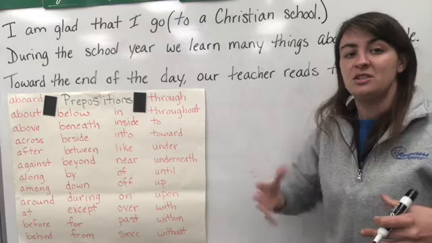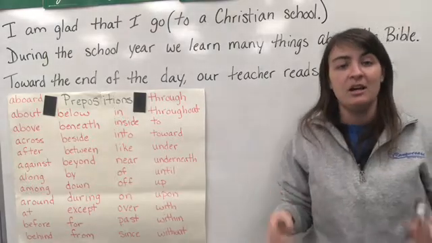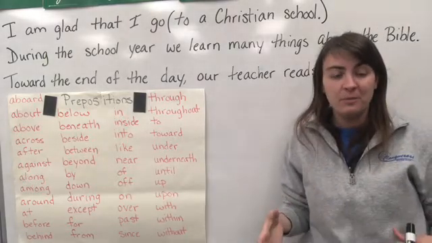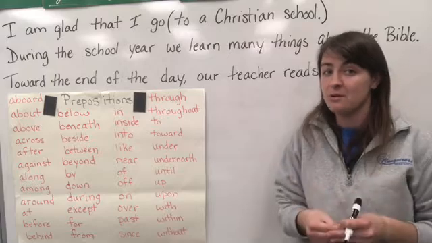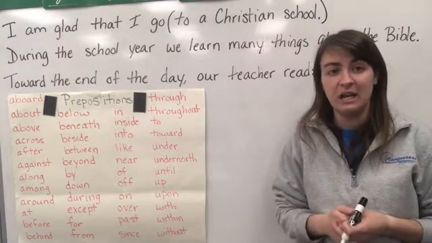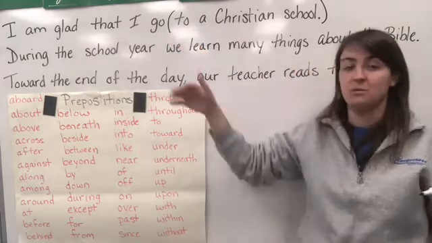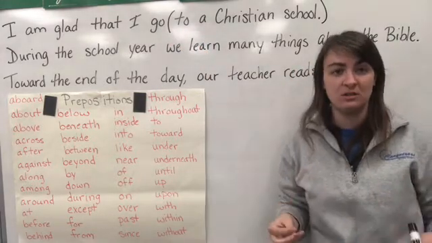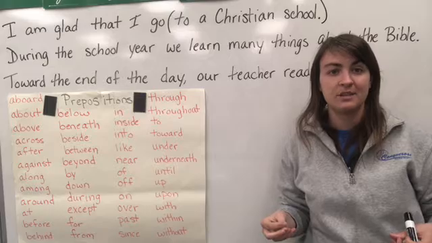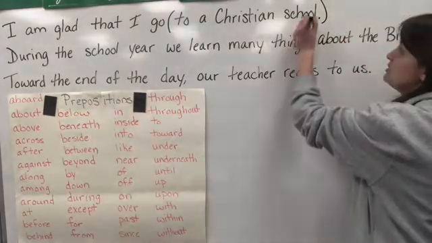And then they wanted us to circle the object of the preposition. And if you remember, the object of the preposition is the noun or pronoun that comes at the very end of the phrase that the preposition is relating to the rest of the sentence. So what would we want to circle here? That's right, we want to circle the word school.